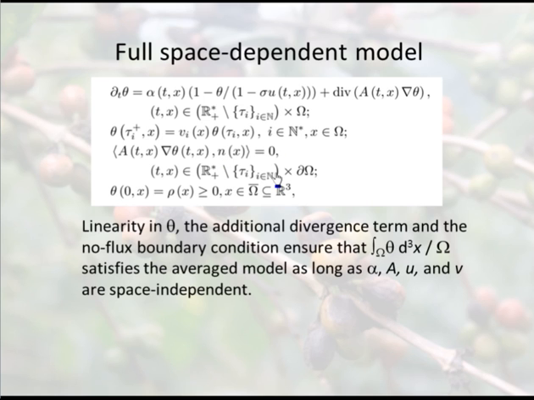if you take the average of this space-dependent theta, in the case where the inhibition pressure and the other coefficients are space independent, this model will reduce to the averaged model. So the averaged model is a special case of the full space-dependent model when coefficients are space independent. In this case, we also want to minimize the cost functional.